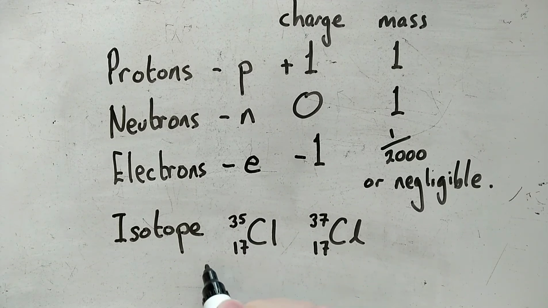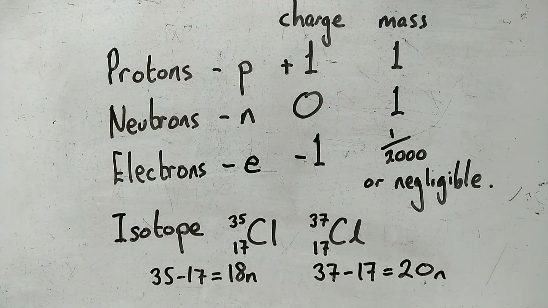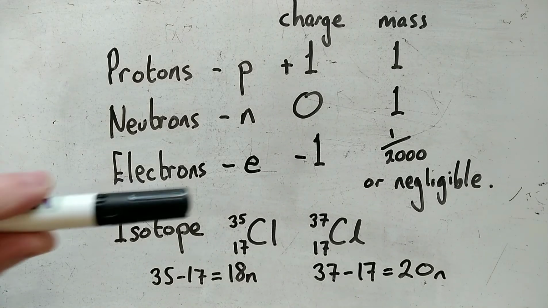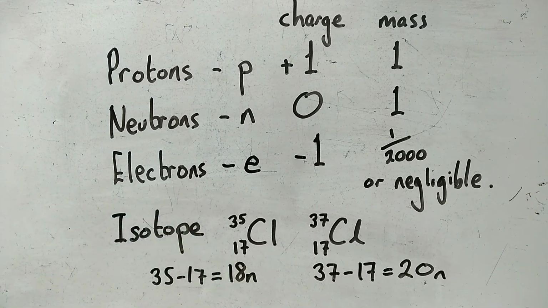Now, we know that both of them have 17 protons. So that means that this first one has 35 minus 17, so the total number of nucleons, minus the total number of protons, which must mean it has 18 neutrons. This one, on the other hand, will have 37 minus 17, which equals 20 neutrons. So the way you find the number of neutrons is you do the mass number, the atomic mass, and you take away from it the atomic number.